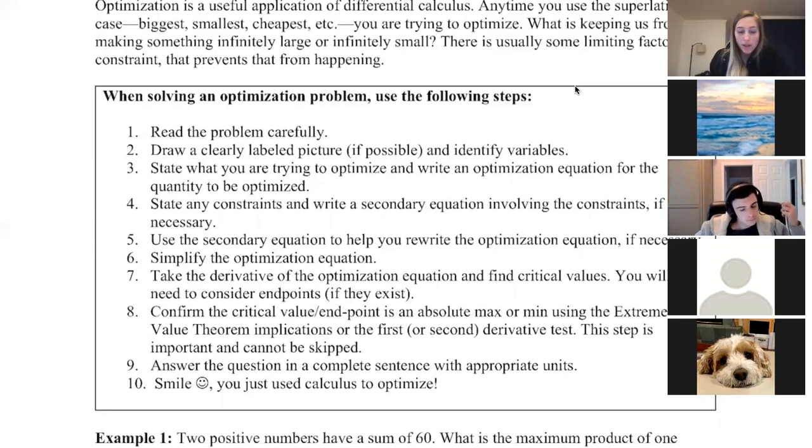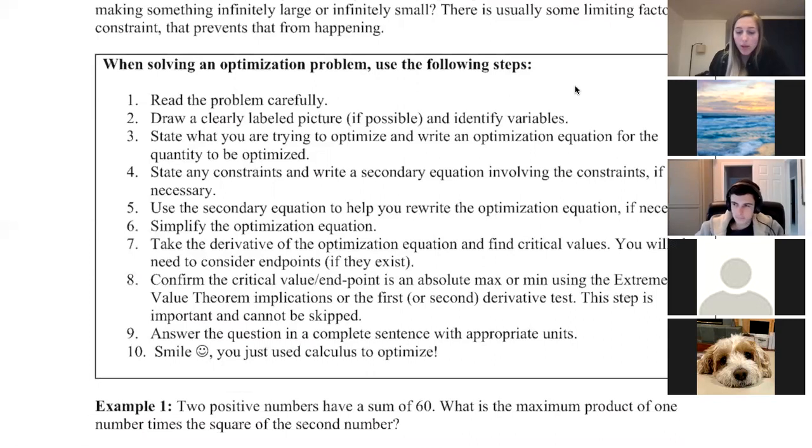Then you're going to want to state what you are trying to optimize. So like whether you're trying to minimize cost, to maximize volume, to minimize surface area. You want to state what you are trying to optimize. So when you're trying to maximize or minimize something, that's when you are trying to optimize.